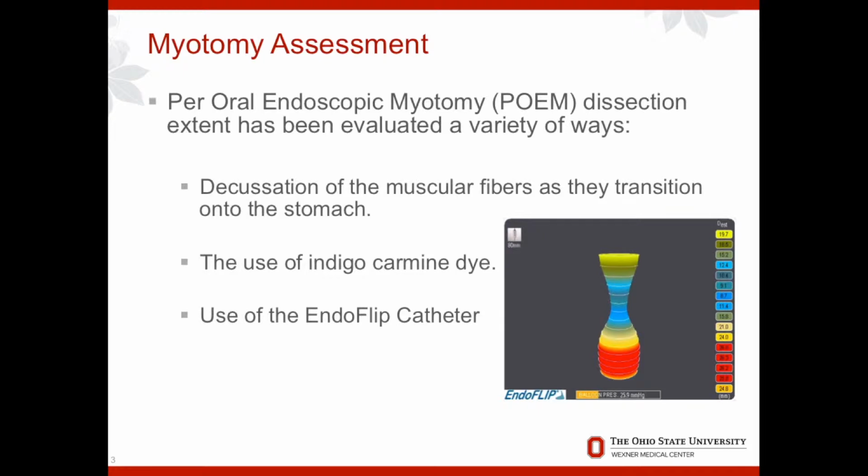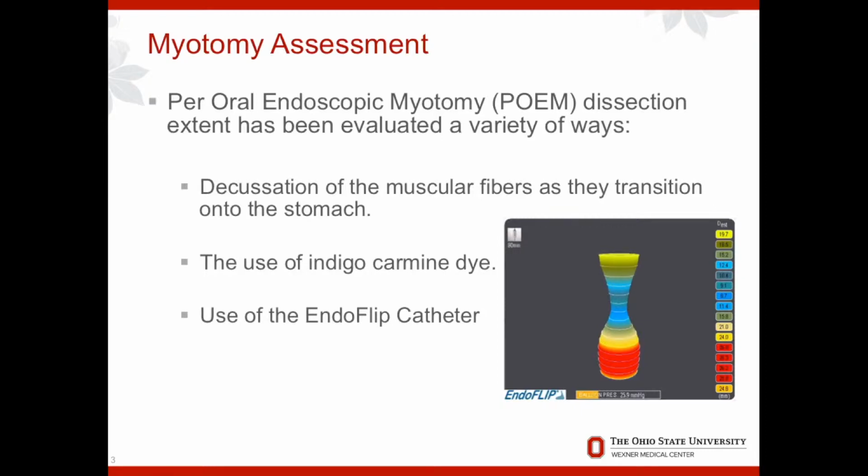Evaluating the extent of the myotomy has been performed by a variety of methods. During the course of dissection, the endoscopist assesses the adequacy of the myotomy by observing the orientation of muscular fibers as they transition onto the stomach and begin to decussate and deorganize. Additionally, indigo carmine dye has been placed within the POEM tunnel and subsequently observed intraluminally on retroflexion views. In our experience, this at times is adequate, but can result in incomplete myotomies and POEM failures.